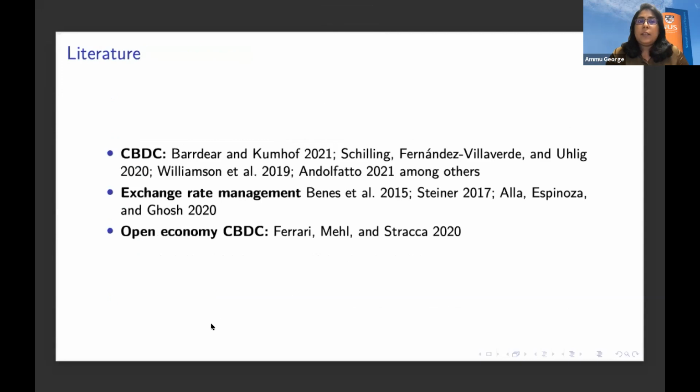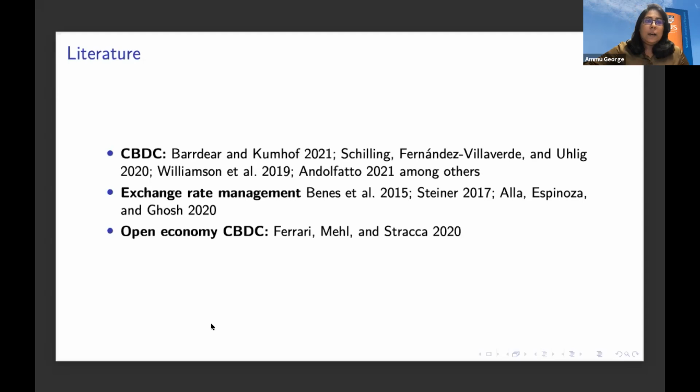So the literature on CBDC has exponentially grown over the past few years. And our paper is very closely related to the seminal paper by Barrdear and Kumhof on the macroeconomics of central bank digital currencies. Our paper is also related to the literature on exchange rate management. The literature on open economy CBDC implications is very sparse, and one of the important papers is by Ferrari, Mehl and Stracca, which Massimo just presented previously.